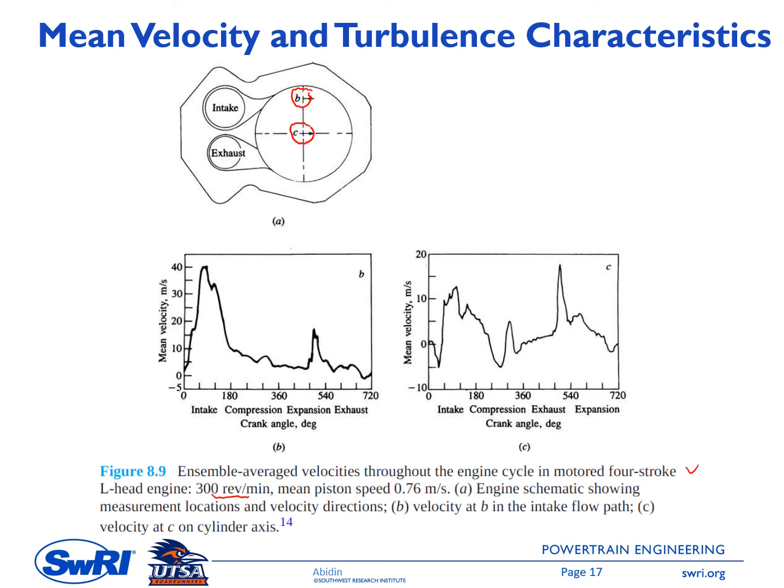So this is the intake. You would expect that the velocity measurement at B will be higher than the one at C. And you can see it at the bottom here. This one is the ensemble velocity measurement at point B. This is at point C. So you can see here that the velocity at B is higher than the velocity at C.